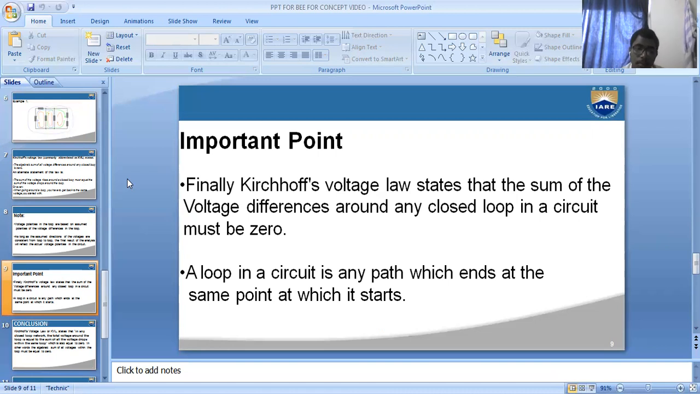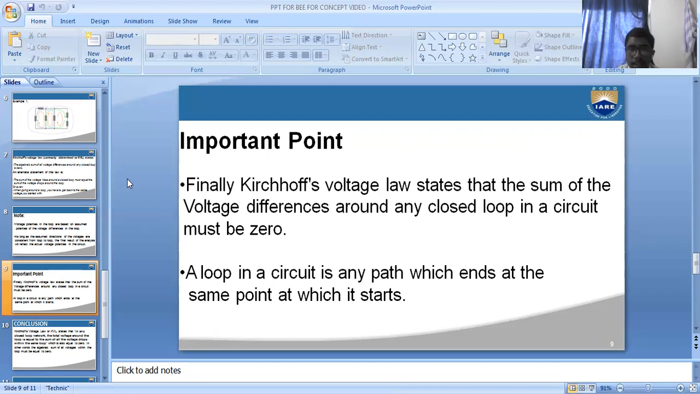I am stating this from the start: Kirchhoff's voltage law says that the sum of the voltage differences, meaning voltage drops or voltage rises, in one closed loop in a circuit must be zero. A loop in a circuit is any path which ends at the same point where it started.